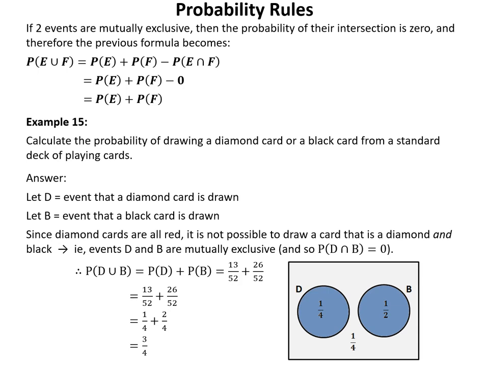Since 13 out of 52, or 1/4 of the deck, is diamonds, that would be 13 over 52, and the probability of getting a black card is half, which is 26 over 52. So that equals 13 over 52 plus 26 over 52, or more simply 1/4 plus a half, which is 1/4 plus 2/4, which is equal to 3/4. And the Venn diagram on the slide shows the probabilities and how they sit given that events D and B are mutually exclusive.